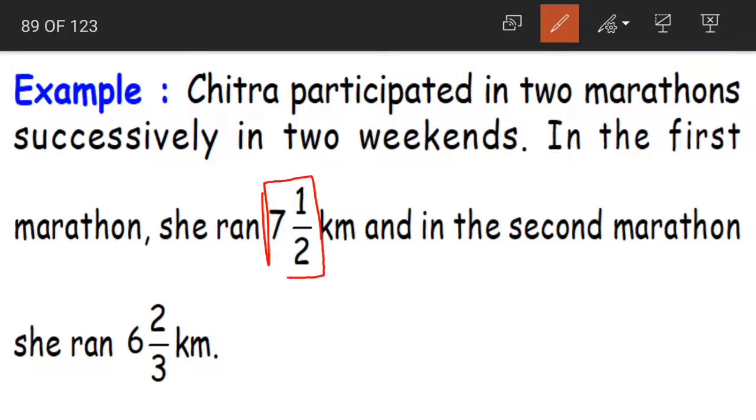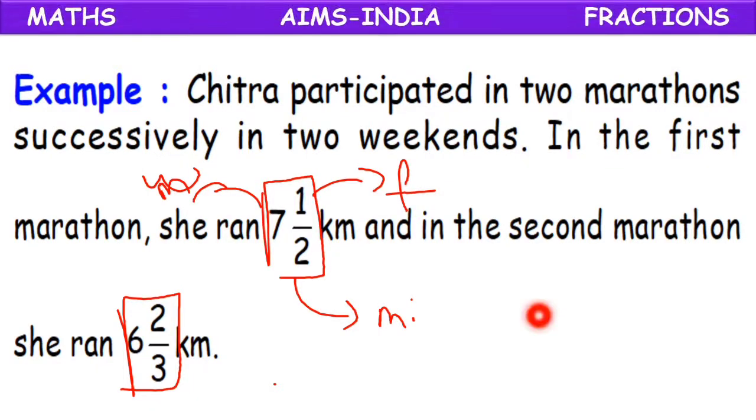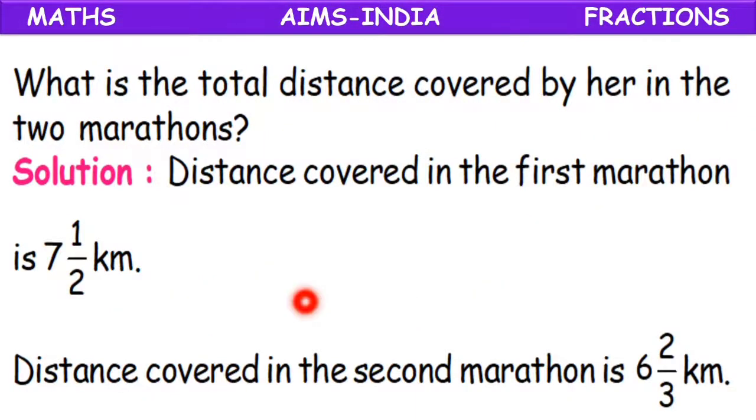So here 7 1 by 2 and 6 2 by 3 are given. Instead of whole numbers, we are having mixed fractions. A part of whole number and also a part of a fraction. Yes children, whole number and a proper fraction. We are having two mixed fractions. Now again, to find out the total distance covered, we need to add 7 1 by 2 plus 6 2 by 3 kilometers. Then we'll get the total distance covered.